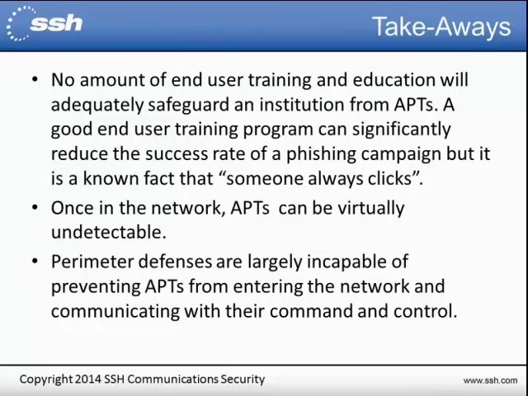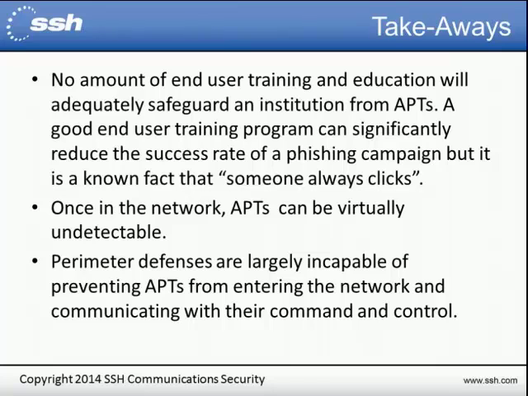Some of the takeaways from APTs in general and the Mask in particular is that there's really no amount of end-user training and education that can completely safeguard an institution from being infected by an advanced persistent threat. A good training program can reduce the success rate of attempts at phishing, etc., but it is a known fact that someone always clicks, so eventually the malware will get onto the network. And once in the network, APTs can be virtually undetectable. The Mask is a good example of that, because it took something like 7 years for this particular APT to be revealed, and it was subsequently found that hundreds of organizations around the world have been infected by it, and there may be others that are infected but have not been discovered yet.